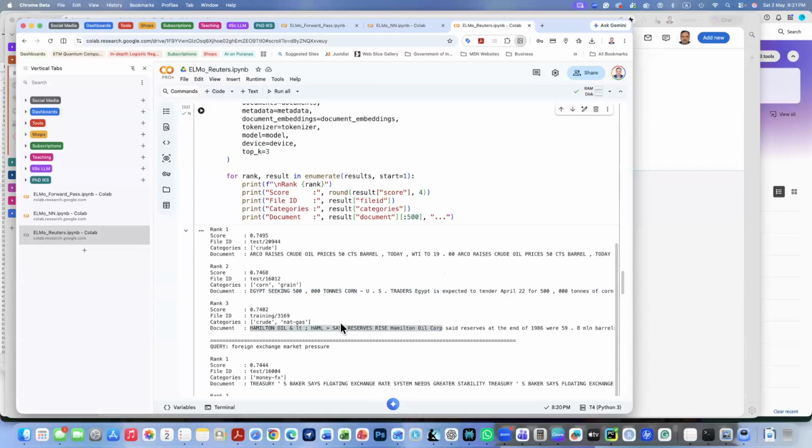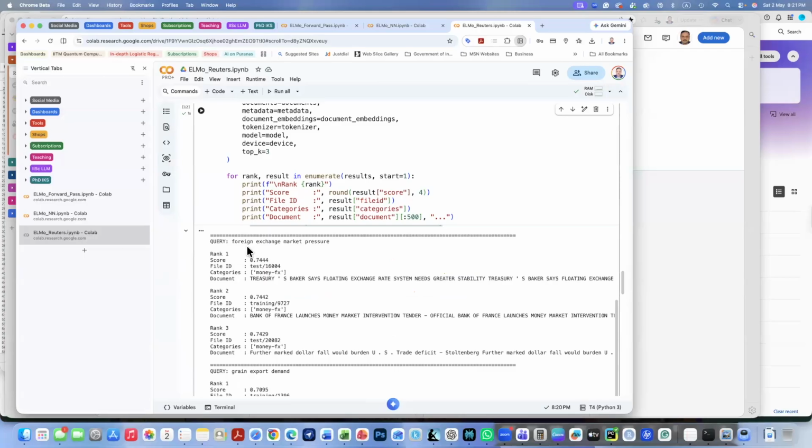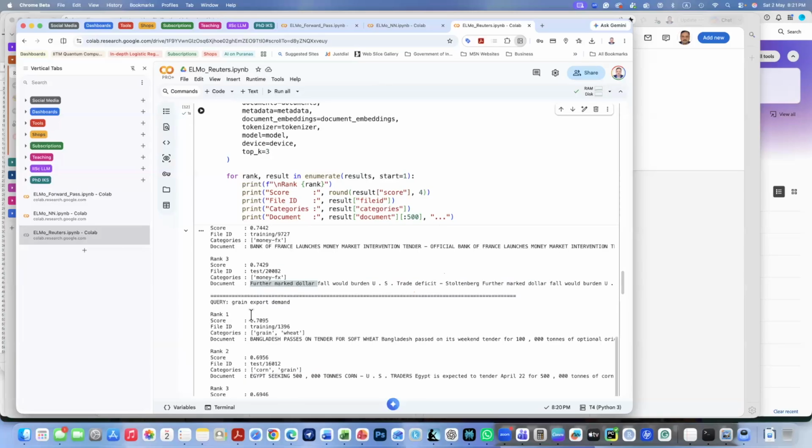Correct. Right. Let's see the next one: foreign exchange and market pressure. So this news item seems, now you notice that it is not doing a word by word match. Do you notice that it is doing a context match? Yes, sir. Got it. This is a good result what we have got here. All 3 items are very appropriate. Don't you think so? Yes, sir.